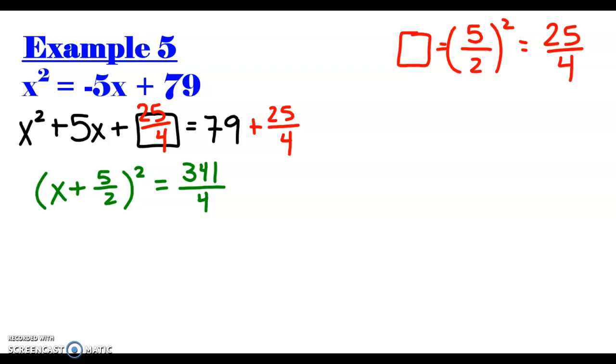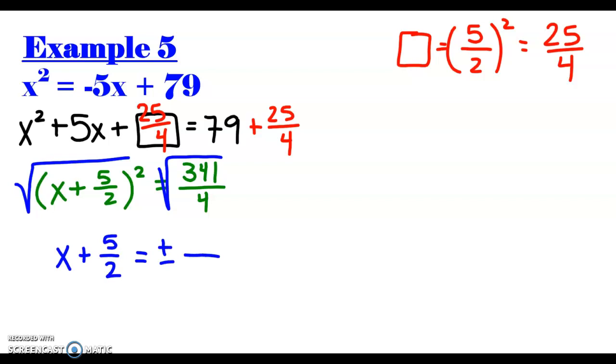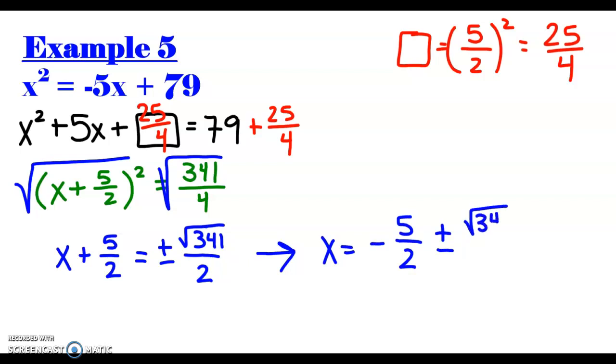So now, to get rid of the square, I would square root. So let's see, I've got x plus 5 halves equals positive or negative. Well, easy part, I know the square root of 4 is 2. Square root of 341 doesn't happen. The square root of 341. So then to get x alone, I'm going to subtract the 5 halves. So I end up at x equals negative 5 halves plus or minus radical 341 over 2. Boom.